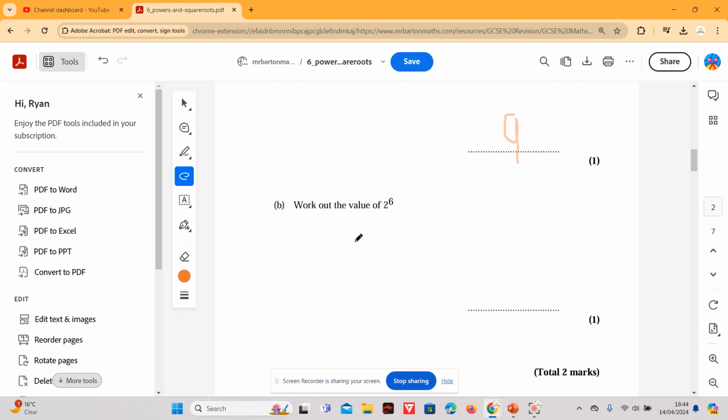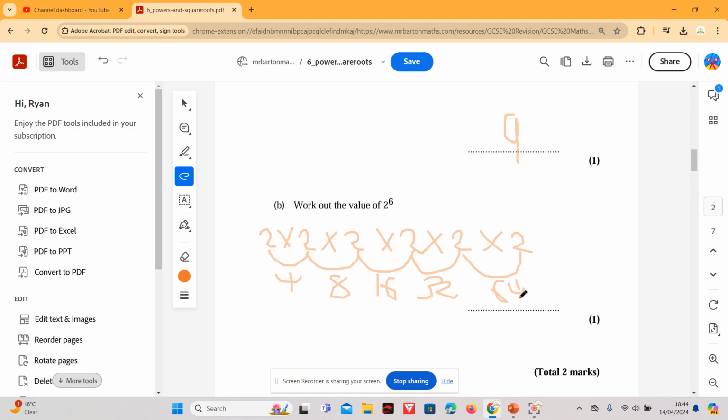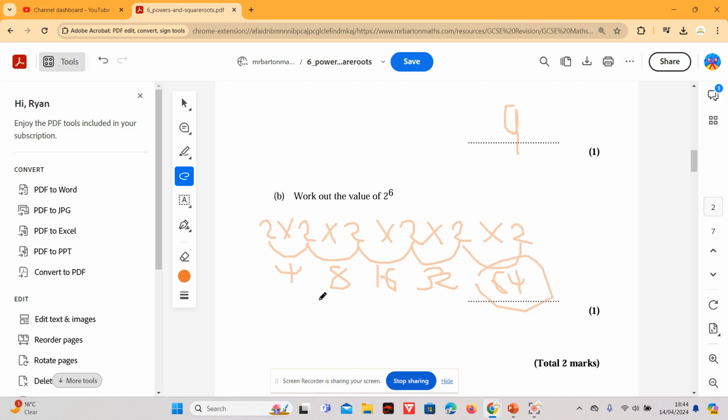Try that again. Work out the value of 2 to the power of 6. So 2 to the power of 6 just means times-ing 2 by itself 6 times. This means we've got to do 2 times 2 times 2 times 2 times 2 times 2. So this bit here is 4. Then 4 times 2 equals 8. Then 8 times 2 equals 16. And 16 times 2 is 32. And 32 times 2 is 64. So that is your final answer, 64.